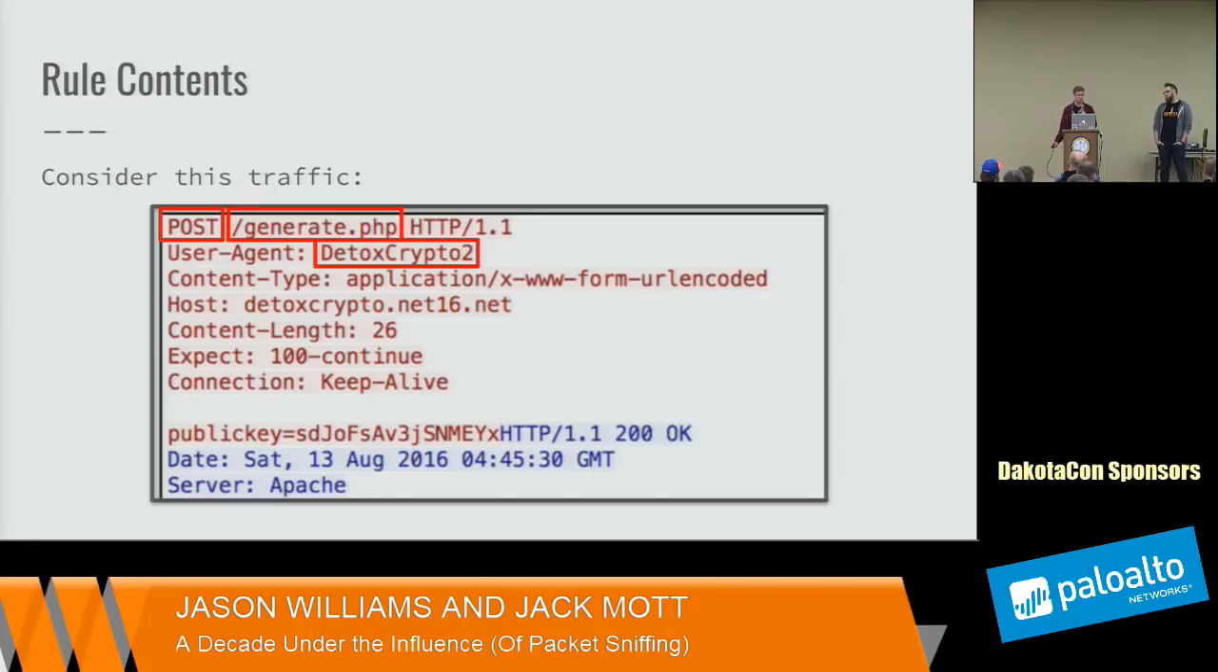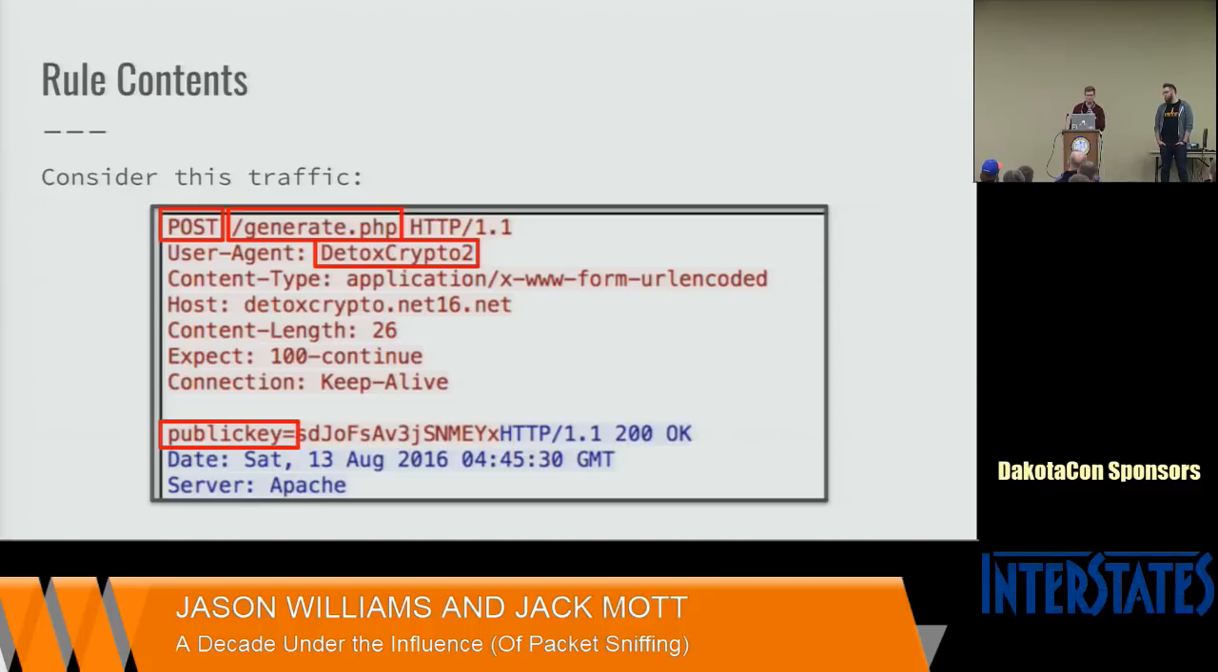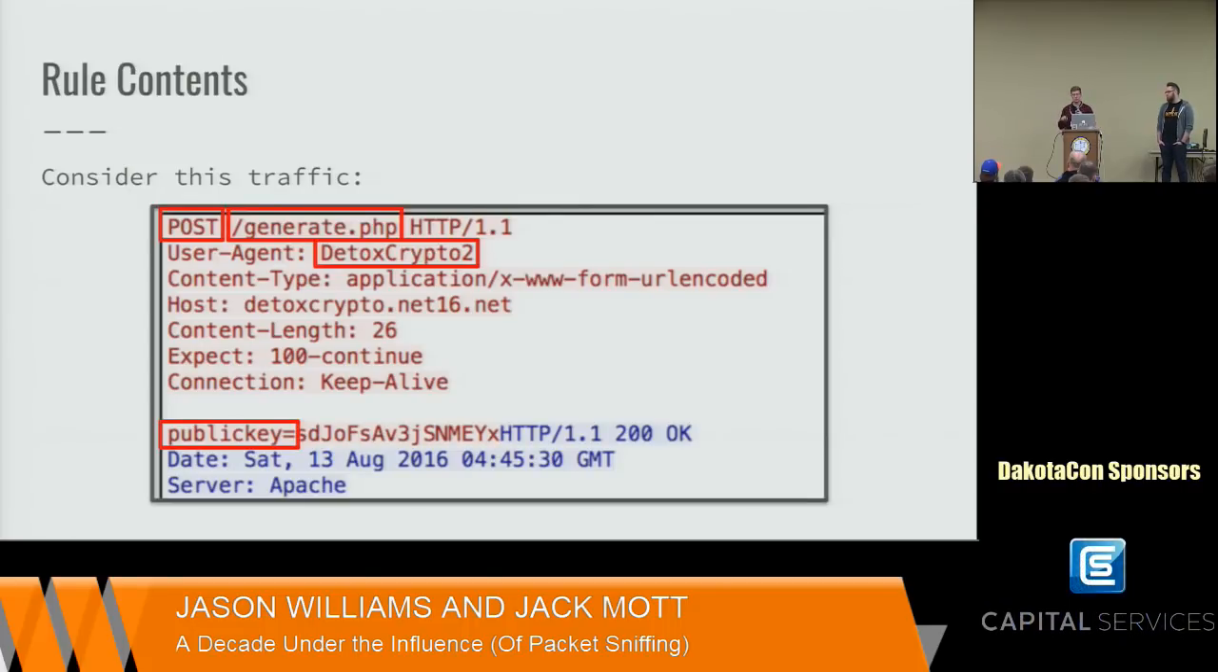Really interesting user agent string. And we have this public key variable down in the HTTP client body. That host name is pretty interesting, but why don't we want to include that in a rule? It can change. Yeah, it's one of the easiest things to change. So we definitely don't want to include those things. We want to include the things we think are unique to this sort of traffic, but aren't going to change as frequently.